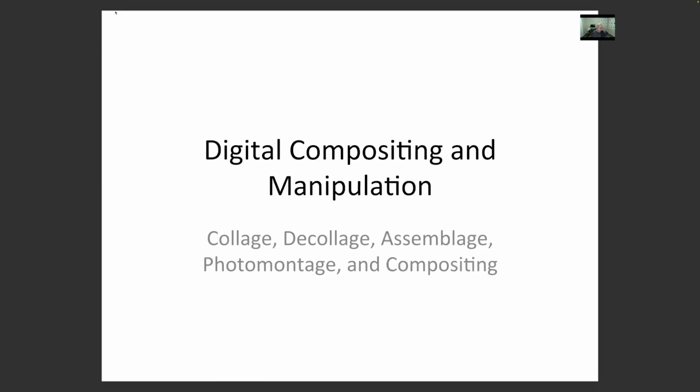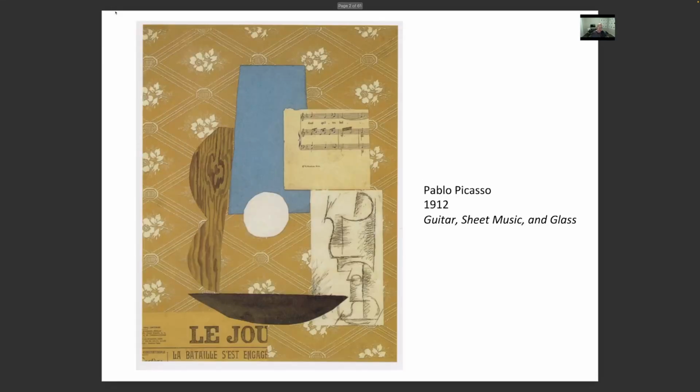Photo montage, which usually traditionally happens by double exposing a print, and compositing. And I'm calling what we're doing here in Photoshop, digital compositing. So we'll look at some examples of that.